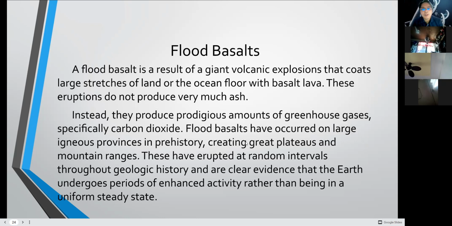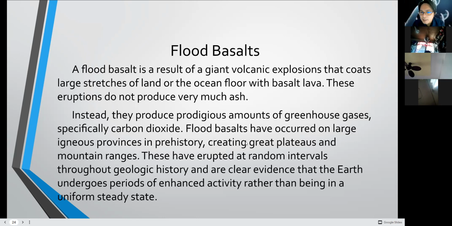Let's move now to flood basalts. A flood basalt is a result of giant volcanic explosions that coat large stretches of land or the ocean floor with basalt lava, or basaltic lava. These eruptions do not produce very much ash. Instead, they produce prodigious amounts of greenhouse gases, specifically carbon dioxide. Remember that carbon dioxide is a greenhouse gas, and if there is a lot of greenhouse gas in the atmosphere, the tendency is that it traps heat.